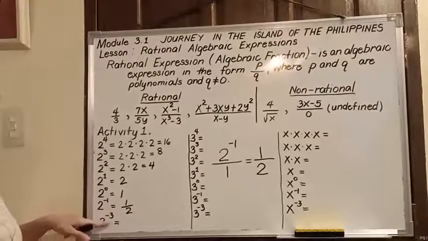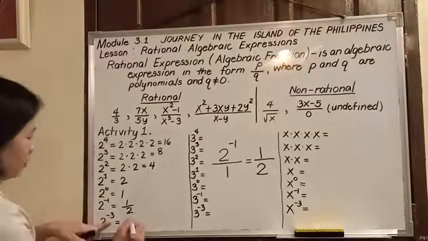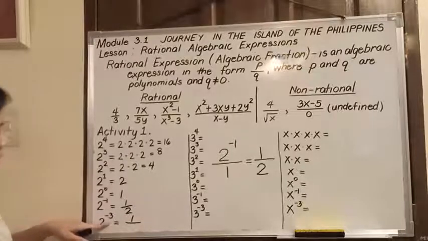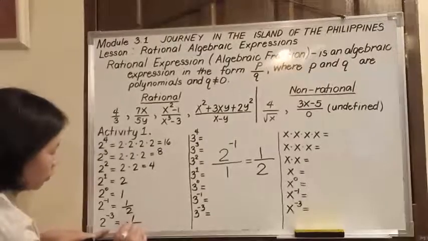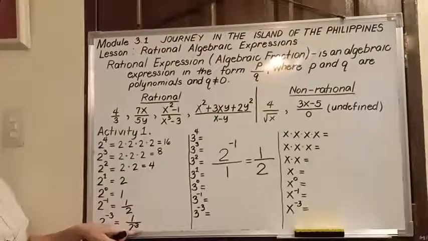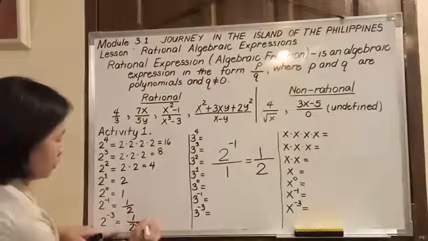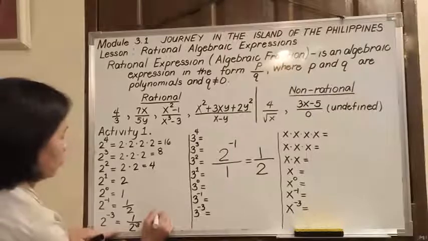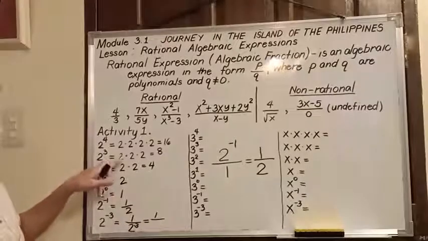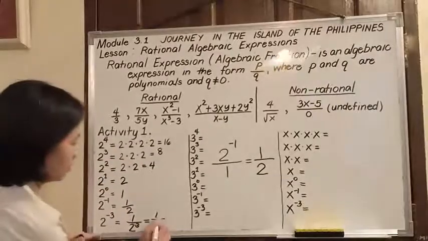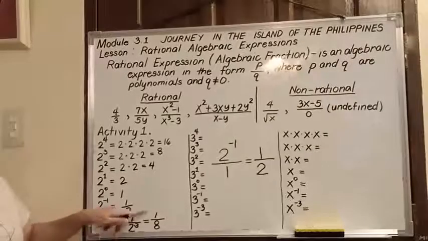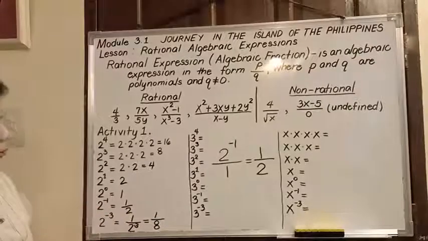Next, 2 raised to negative 3, the same process. We have numerator is 1, and then denominator is 2, but with positive exponent. Negative 3 will become positive 3. So here you can still simplify the denominator. You retain 1. And then 2 to the third power is 2 times 2 times 2, and that is positive 8. So 2 raised to negative 3 is 1/8. It is a fraction. Okay.